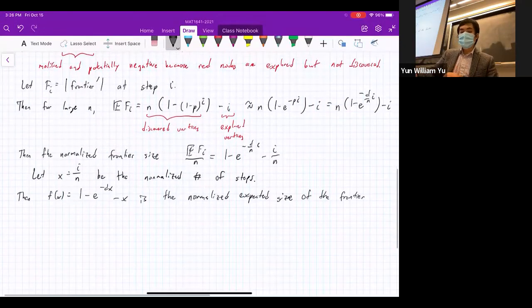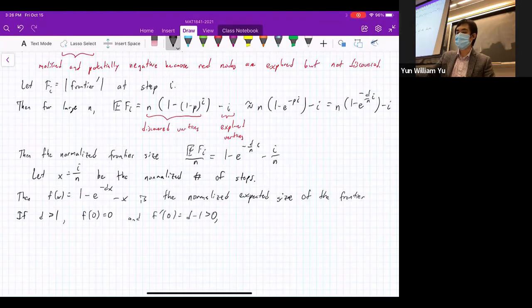And what can we say about this? So there are a couple things we can say. So if d is greater than 1, then f of 0 is equal to 0. Okay, so that's straightforward enough. And f prime of 0 is equal to d minus 1, which is greater than 0. So f is increasing at 0. Now this makes sense, right? So if you're just starting your process, well, the size of your frontier is getting bigger.